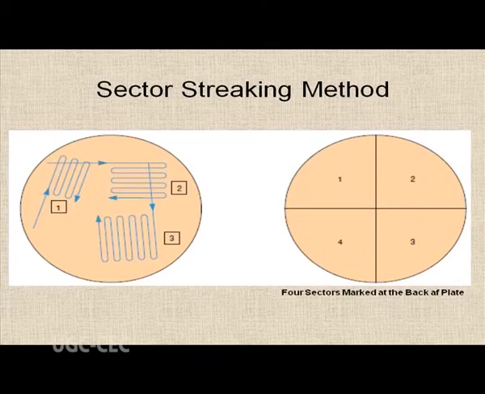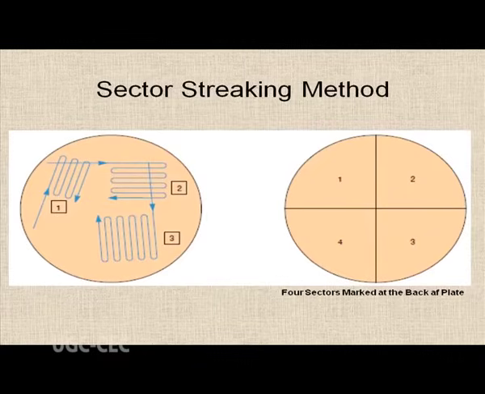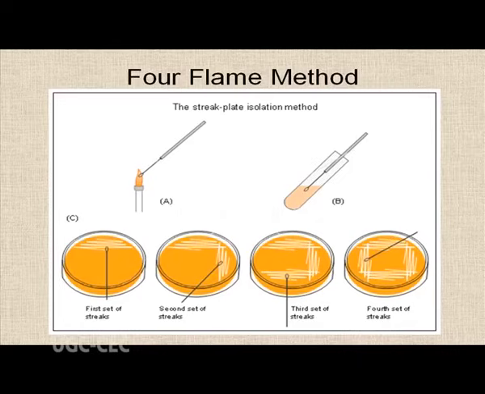In this sector streaking, you have divided it into 4 sectors. So, you are covering a much more surface area, and if you cover a much more surface area, that means the inoculum gets diluted more and more. So, the isolation of single colony is much better in contrast to the continuous. So, after sector streaking, we go on to the third type of streaking, and that is called the 4-flame method.